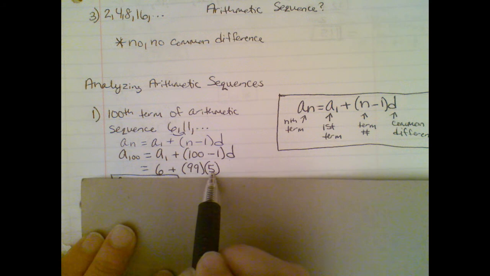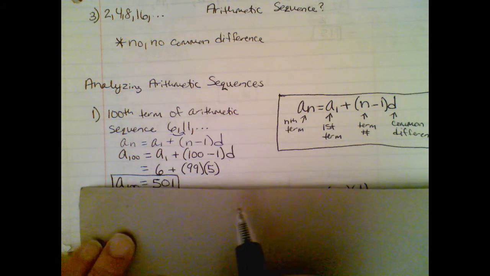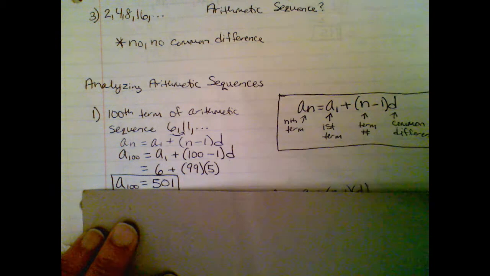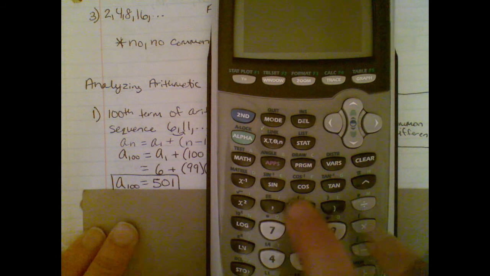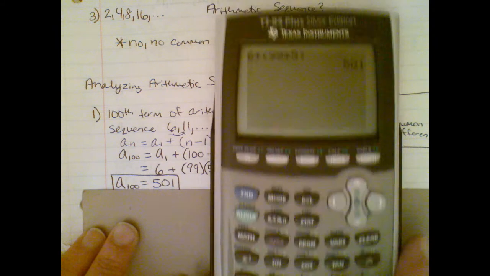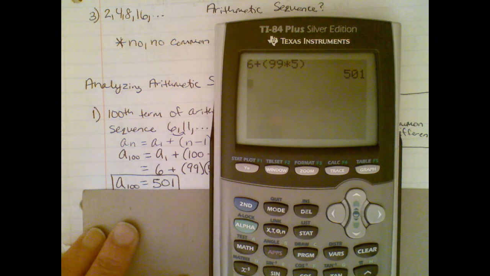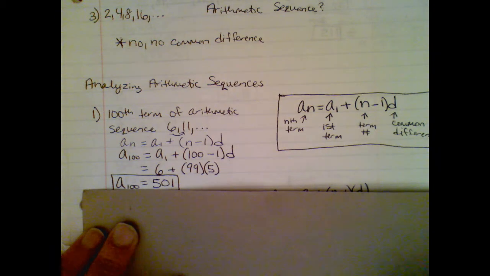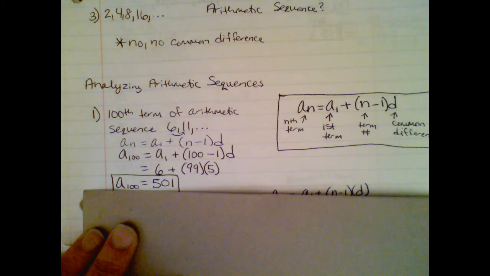And then multiply that by our 5, so 99 times 5, and then add the 6 to that. So if we take 6 plus parentheses 99 times our 5, notice we get 501. So if we keep going ahead and adding 5 until we get to that 100th term, our 100th term is going to be 501. And that was a lot quicker than going ahead and keep adding 5.